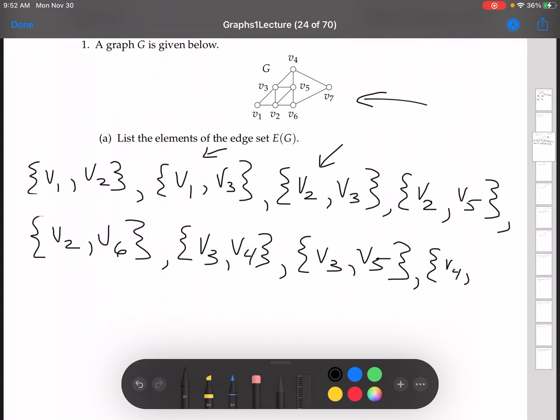V4, V3, we already did that. V4, V5. V4, V3, we did that. V4, V5, V4, V7. So we did 4, now let's go to 5.